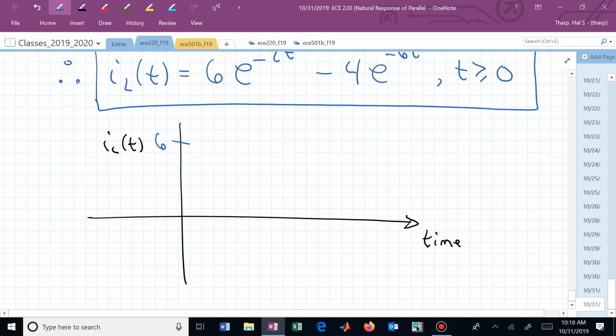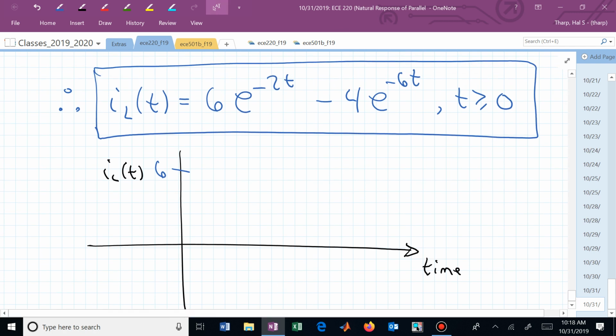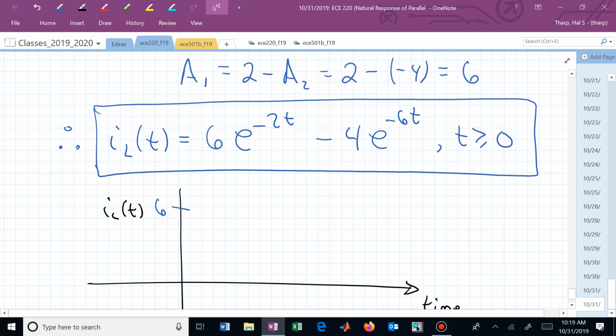Let's say this is 6. Now what do I do? If I want to just sketch 6e to the minus 2t, do I have any hope of being close to reality with my sketch? When will I no longer see 6e to the minus 2t effectively? All right, what's the time constant of the term 6e to the minus 2t? What is tau 1?